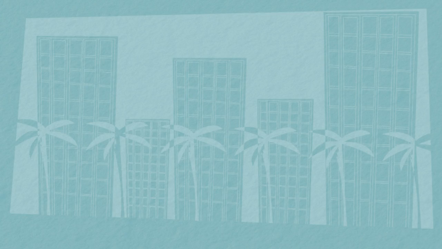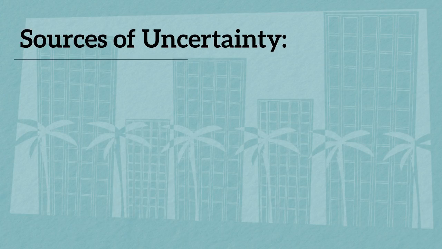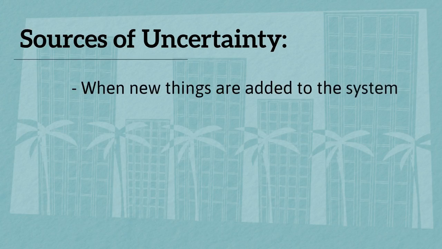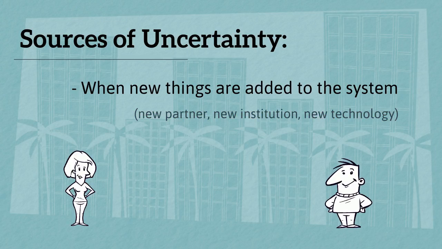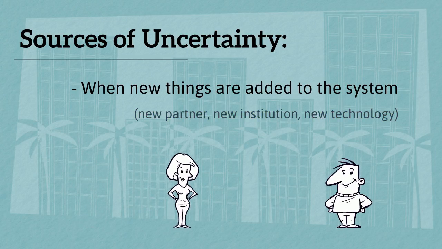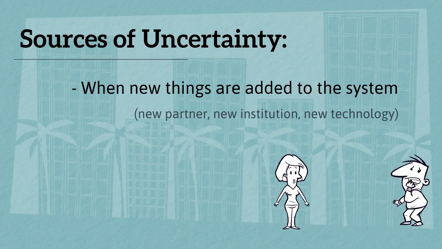There can be multiple sources of uncertainty in our decision-making systems. For example, uncertainties arise when new things are added to the system, like when we are working with a new partner, a new institution, or a new technology. Something with which we have never worked before, and it becomes difficult for us to predict how things might go as they fall outside our normal patterns of working and the circumstances that we are used to.